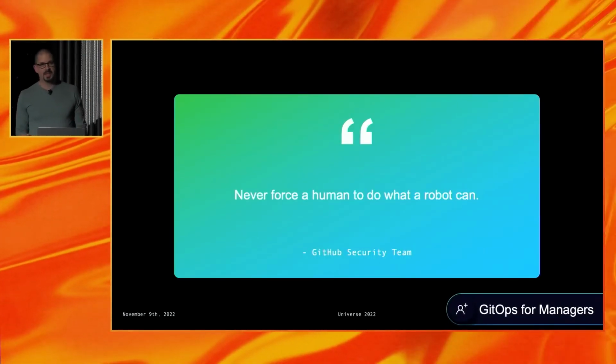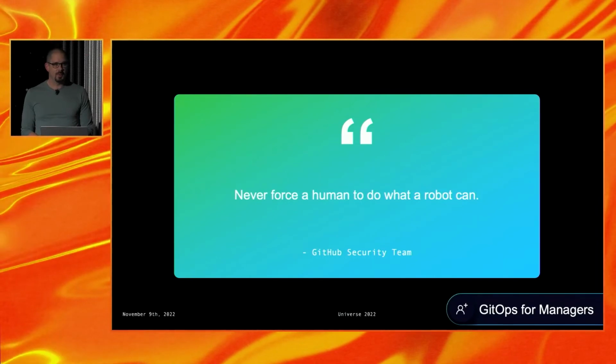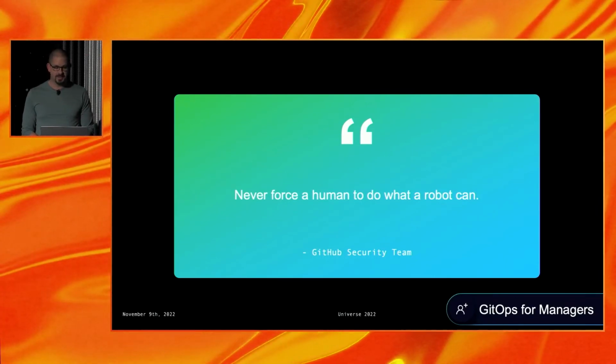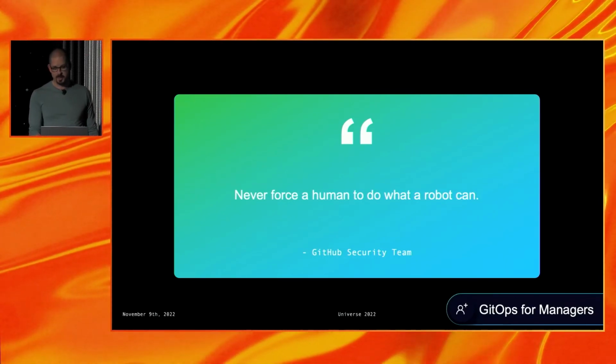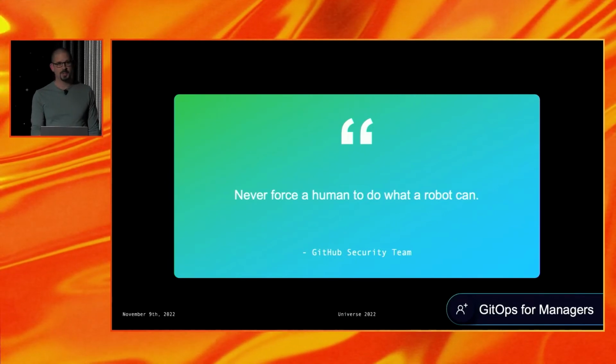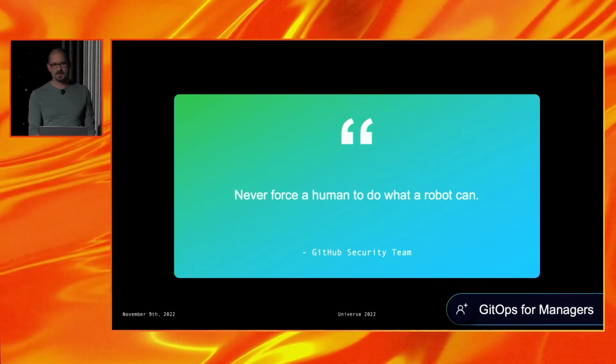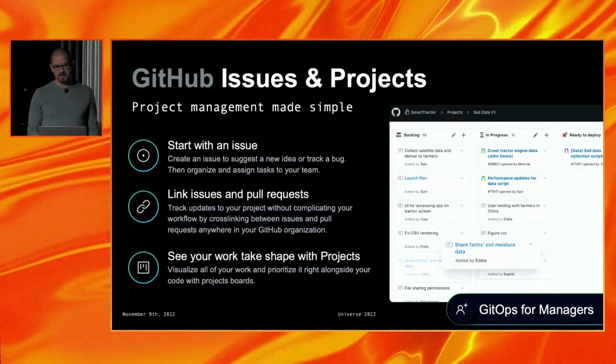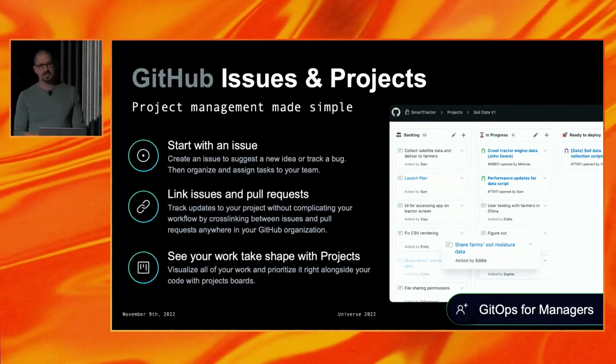So one of the things that is core to how we think about work every day, I know a lot of you can identify this, is never force a human to do what a robot can. I think that was pretty true in some of the announcements you saw earlier today as well. A couple ways we do this is through issues and projects.